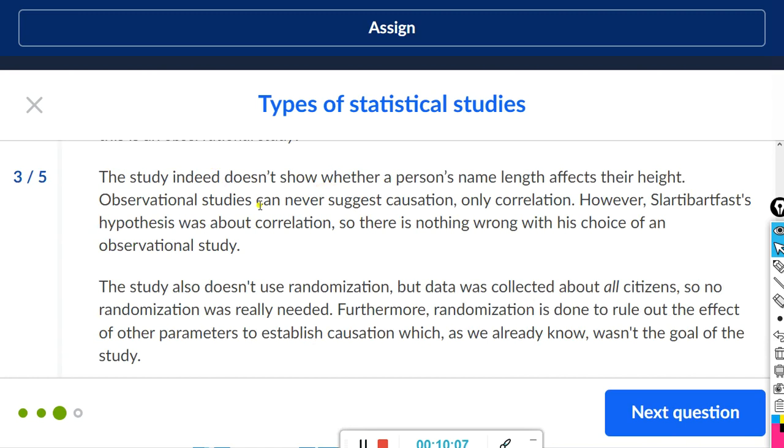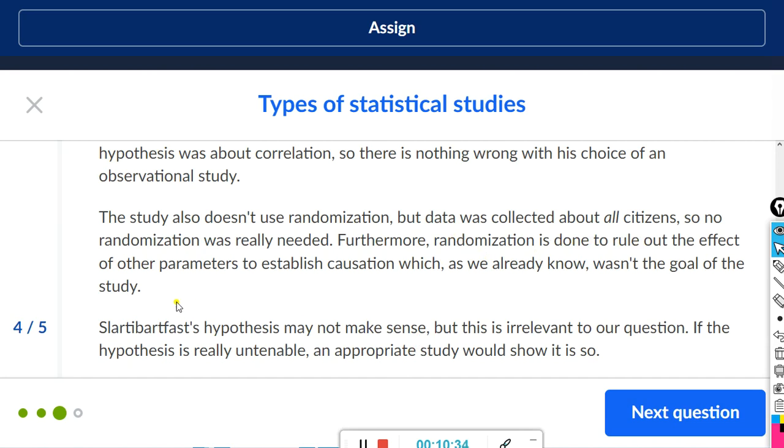Okay, like we said, the study doesn't show whether the name affects height. Observational studies can never suggest causation, only correlation. But his hypothesis was about correlation, so there's nothing wrong with an observational study. Study doesn't use randomization. Data was collected about all citizens, so no randomization was really needed. Randomization is done to rule out the effect of other parameters to establish causation, which we know wasn't the goal of the study. The hypothesis may not make sense, but that's irrelevant.